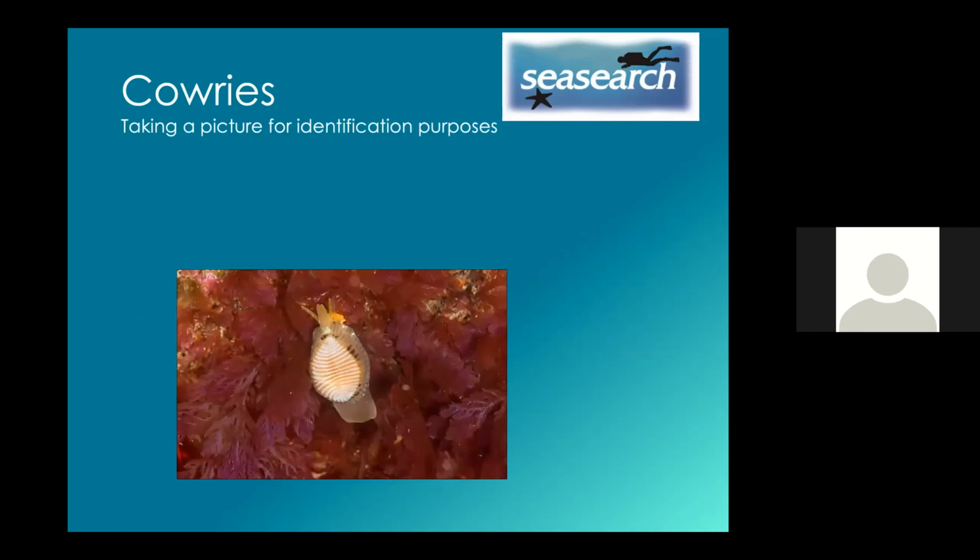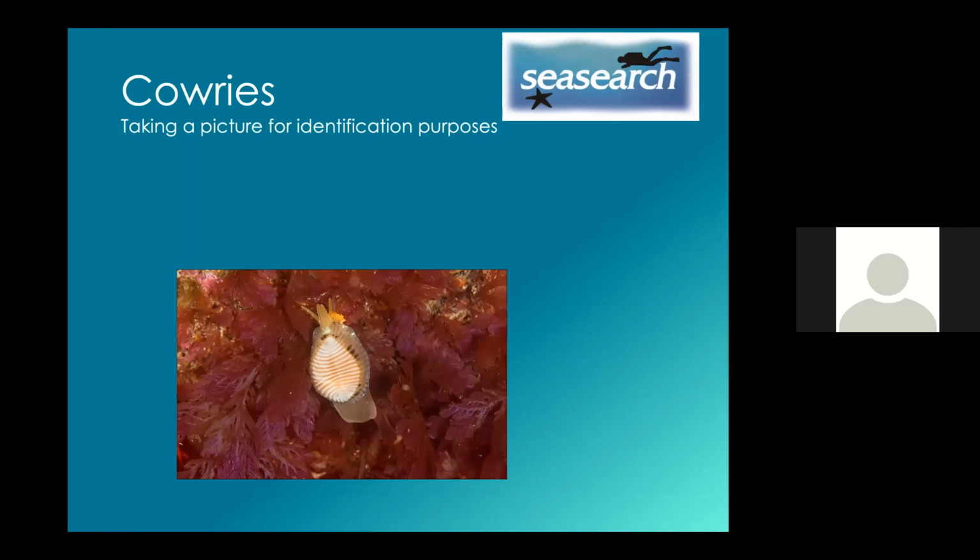So what's the best way to take the picture for identification purposes? As you can see here, you can clearly see the picture of the cowrie and you can see the shell. And you can see that here it's fully exposed, tentacles. You can even see the eyes and you can see the mantle and the foot. And basically, as you can see, no spots. Nothing. You can't even see one spot. So you can clearly see that that is a picture of an Arctic cowrie.